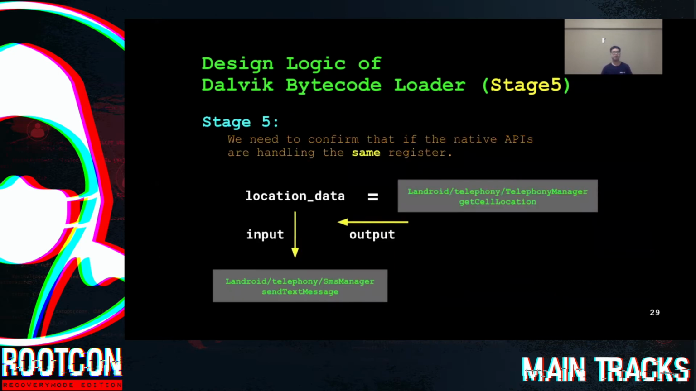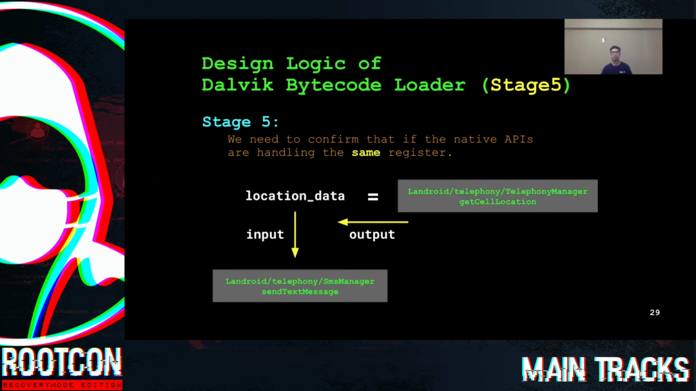Now, let's see the implementation of stage 5. Yes, this is the most important part. In stage 5, we need to confirm whether the native APIs are handling the same register. Let's use the example: send out your location data by using SMS.